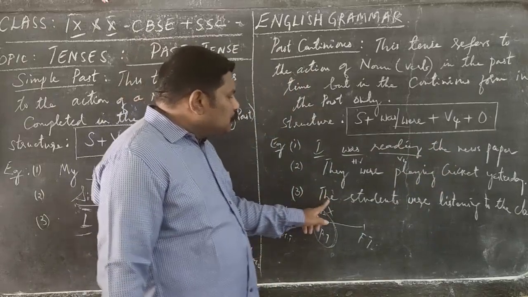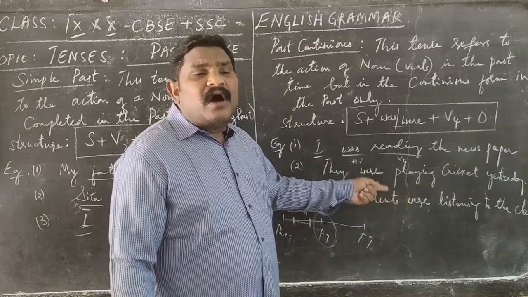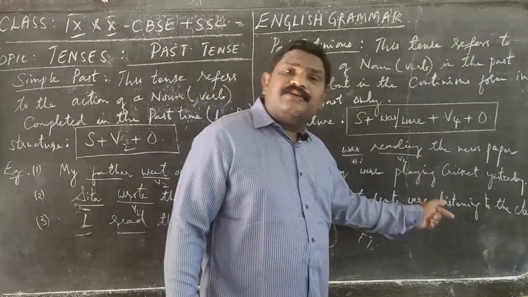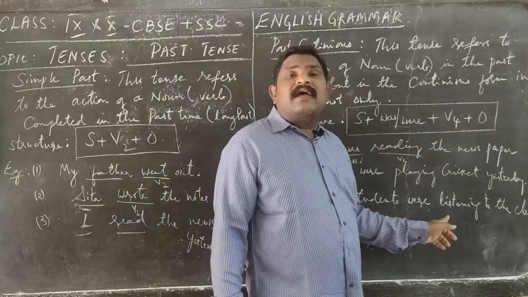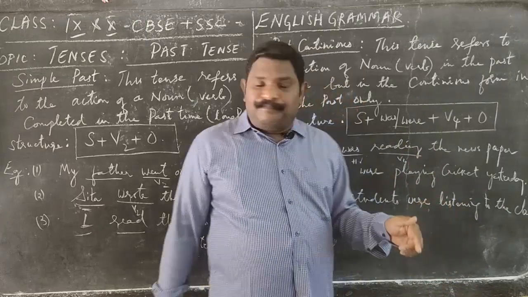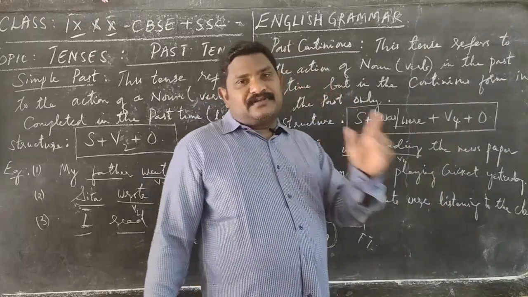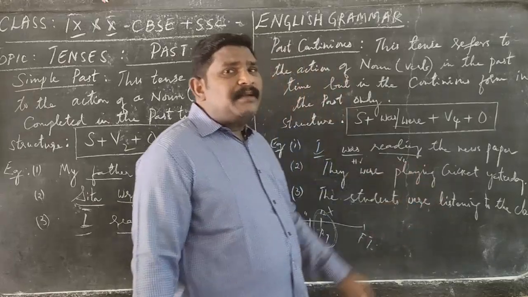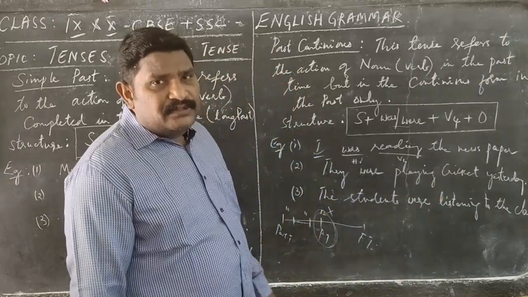Now the third example. The students were listening to the class. What were you doing? If I say the students were listening to the class, it refers to the past time. If I say the students are listening to the class, what happens? It refers to the present time, a continuous action in the present. This is the continuous action in the past time. If I say the students are listening, it refers to the present; if I say the students were listening, then it is past time. As simple as that.